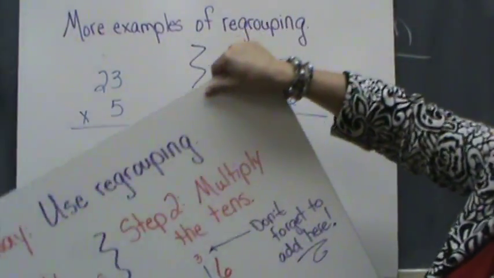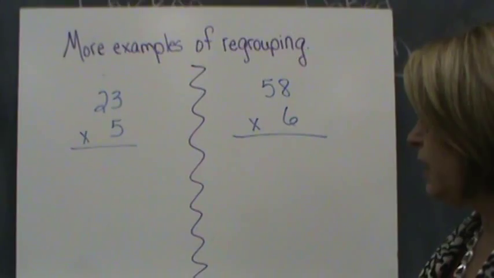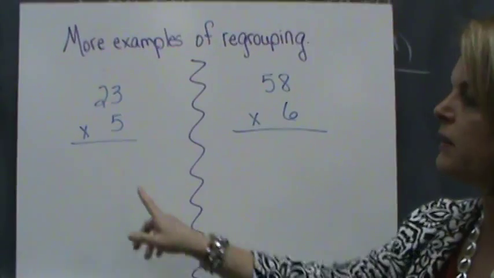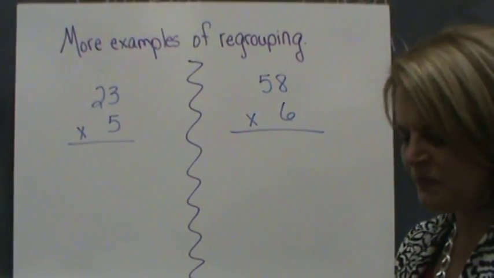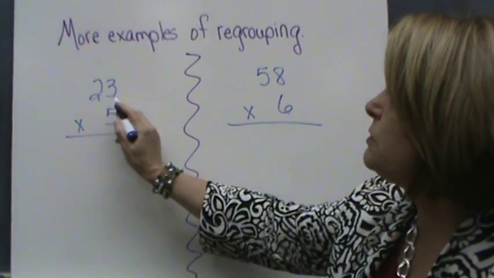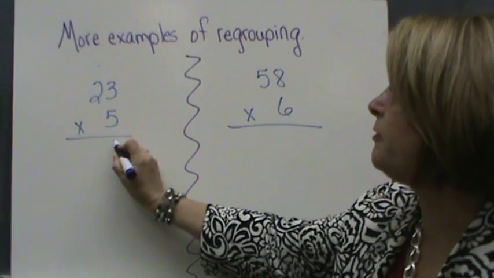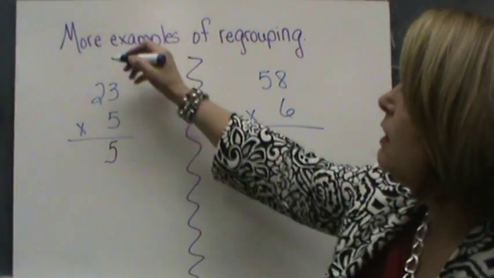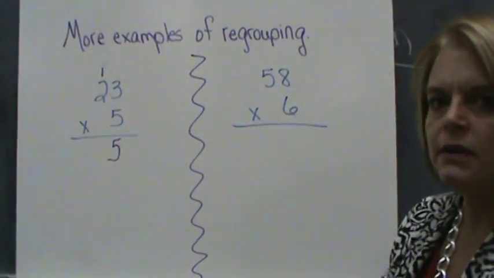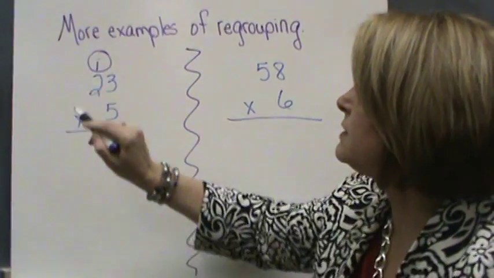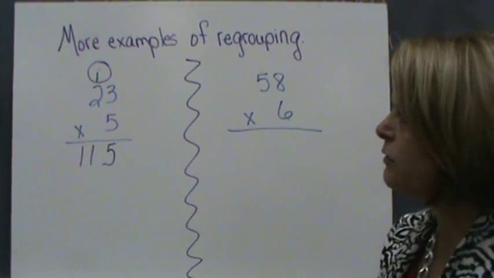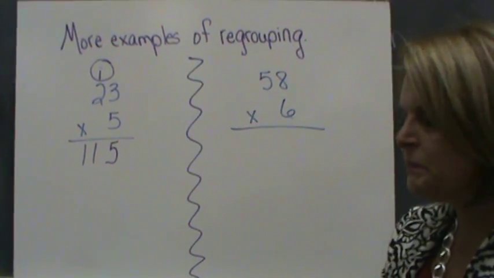Alright, so let's try a couple more. If you want to stop the video here and try 23 times 5 and then start it back to see if you're right, you can do that now. Alright, so let's look at this. If I say 5 times 3 is 15, I'm going to put my 5, it's in my ones place, I'm going to carry the 1 in my tens place. Say 5 times 2 is 10, don't forget to add this in, 10 plus 1 is 11. So 23 times 5 is 115.